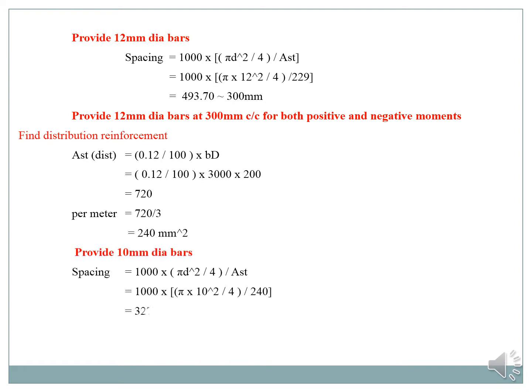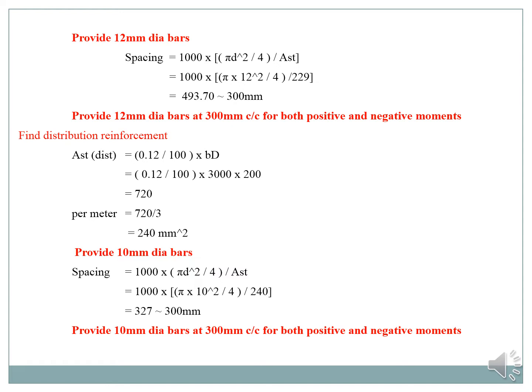So we can round it, as we don't take the spacing value above 300 mm. So take 300 mm or below 300 mm. So provide 12 mm dia bars at 300 mm center to center distance for both positive and negative moments. Then find distribution reinforcement. So AST distribution is equal to 0.12% of cross section. So 0.12 divided by 100 into 3000 mm into 200 mm. 200 is the overall depth of the middle strip. Then AST is equal to 720 mm².